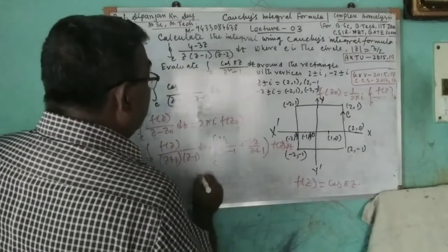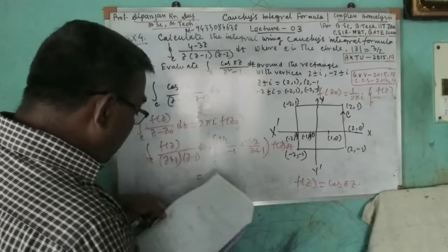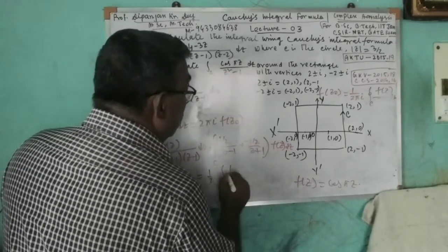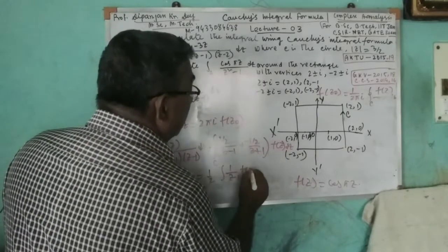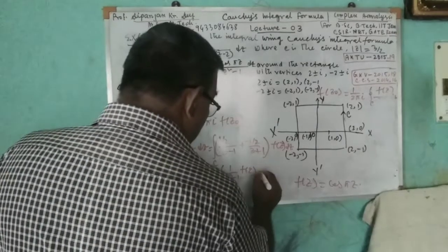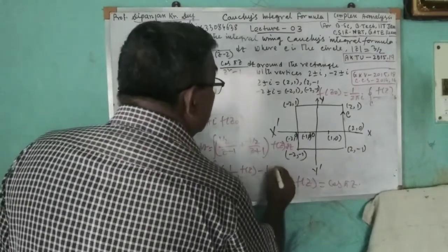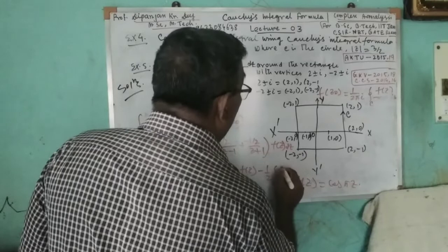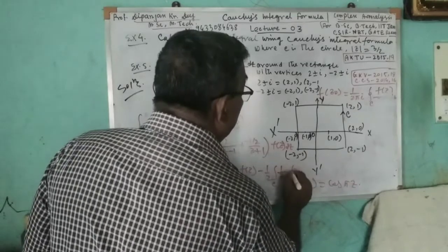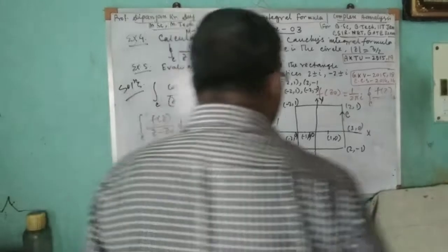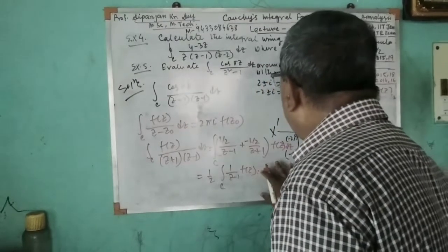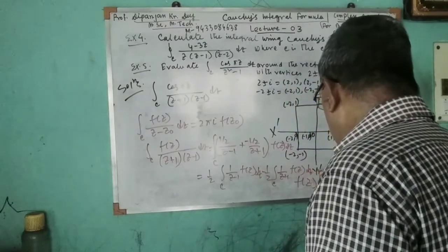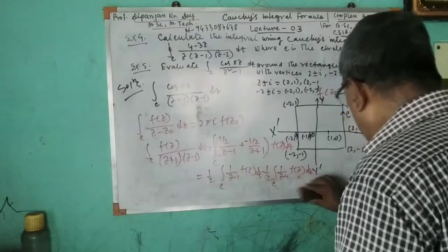So now this can be written as half integration over C of 1 by (z minus 1) f(z) dz, minus half integration over C of 1 by (z plus 1) f(z) dz. Oh sorry, you have to write dz also, here as well.